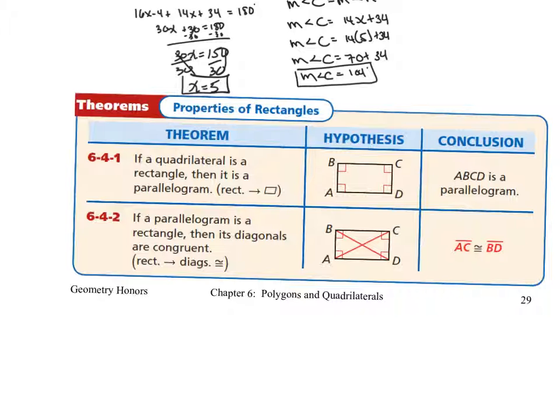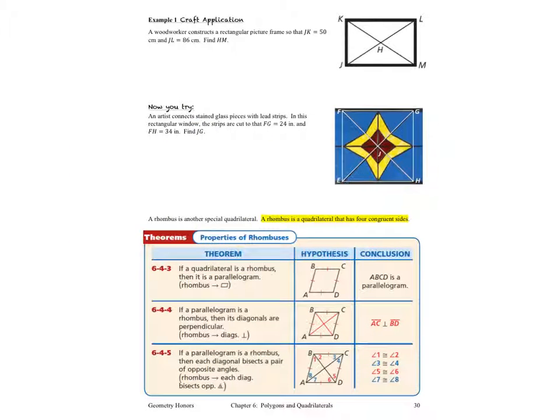Here are some properties of rectangles that we need to know. If you have a rectangle, then it's automatically a parallelogram. And if you have a rectangle, then the diagonals are congruent. In a parallelogram, the diagonals bisect each other, but they weren't necessarily congruent. But now in a rectangle, they're congruent. So let's see what we know so far.